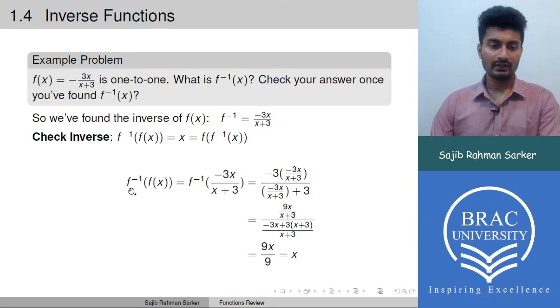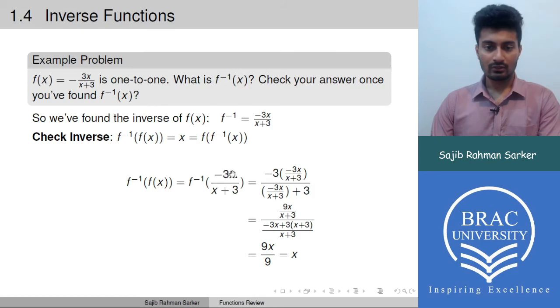So we calculate f inverse of f of x, and what is f of x? f of x is equal to negative 3x divided by x plus 3. Now we consider this whole thing as a box. We bring this box and plug it into f inverse. So f inverse of this whole box comes in here. Now we have one function remaining, which is f inverse. What is f inverse? We calculated that f inverse is minus 3x over x plus 3.